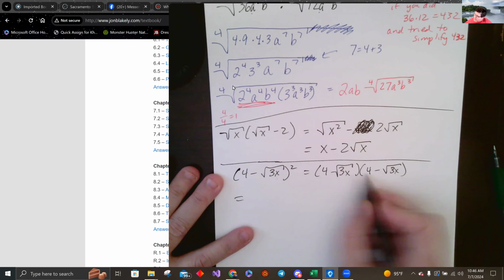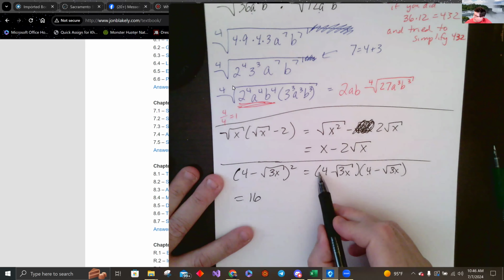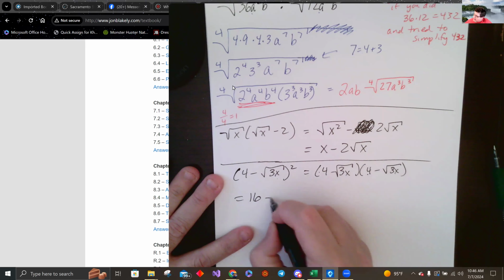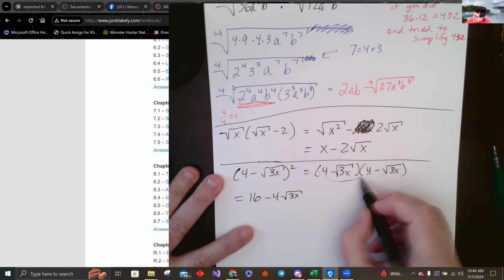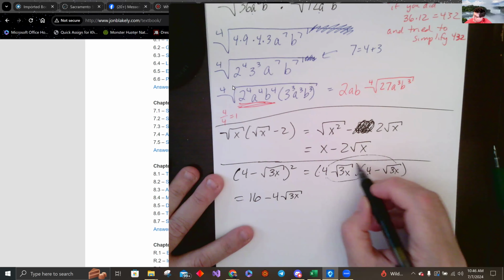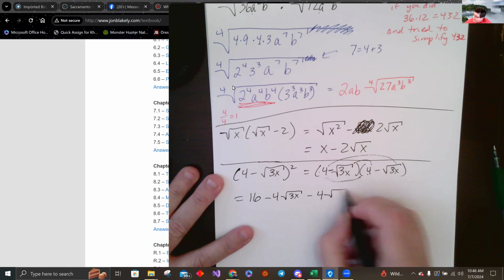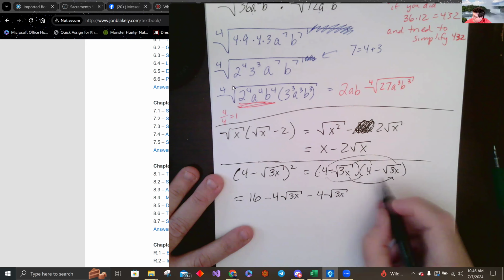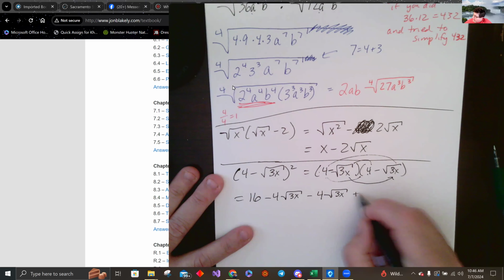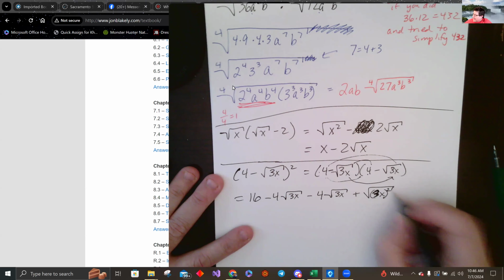Here we've got 4 times 4 is 16. And then we're going to do 4 times that is minus 4 square root of 3x. So I did first and then I did outside. Now I'm going to do inside, which is minus another 4 square root of 3x. And then I'm going to do last. 2 negatives make a positive. And I have 9x squared on the inside. Or better yet, 3x squared like that.